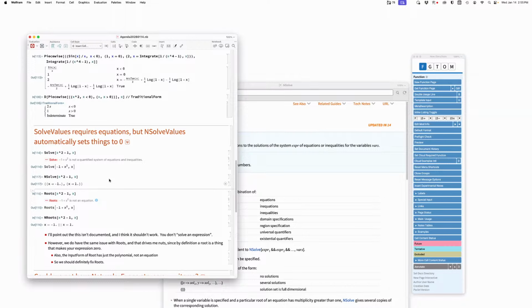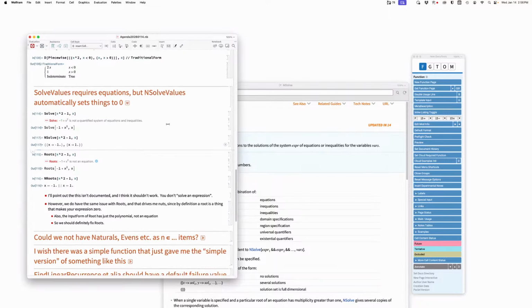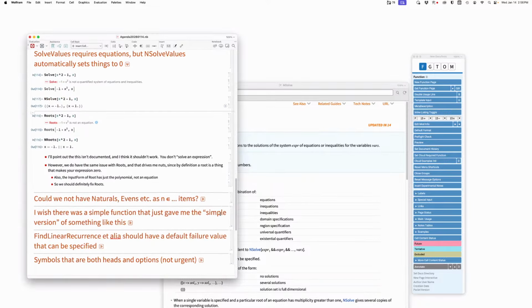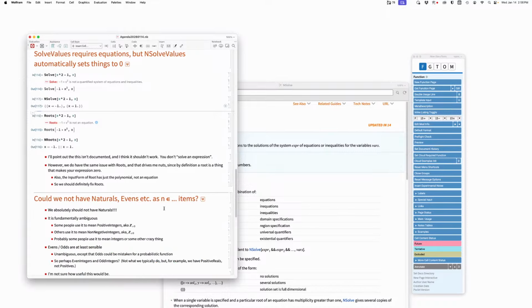Well, given that this is not documented, we can quietly leave it, but then make Roots work. Yes, I think Roots and NRoots should work, because a root is the thing that makes it zero. So we improve the message issued for NSolve as well, and let Roots and NRoots be consistent. Okay, that looks really good. Just fix the message though. Yeah, definitely.